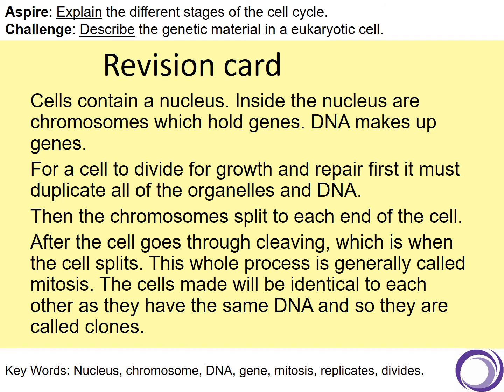After that, the cell goes through duplication and mitosis, then it goes through cleavage. And that's when the cell splits. The whole process generally is called mitosis. So the whole thing of the cell dividing is called mitosis. The cells are going to be identical. We call them clones because they have the same DNA. You can pause this if I'm going too fast. I'll give you another two minutes to write these down if you wish.